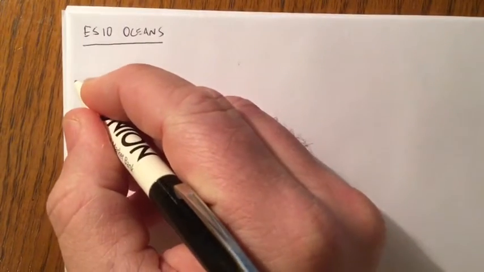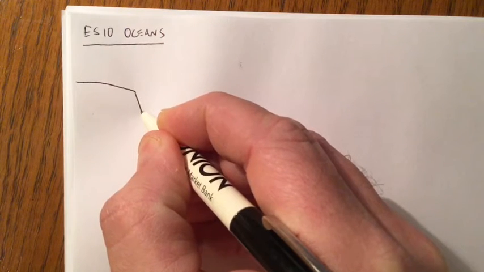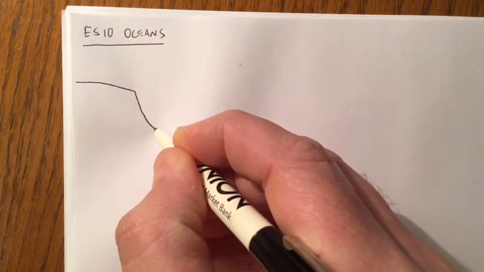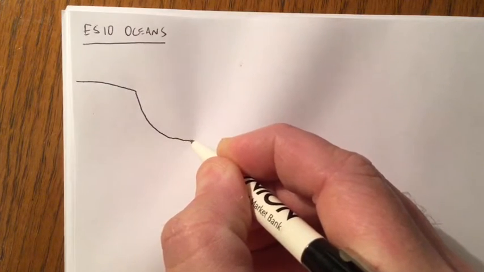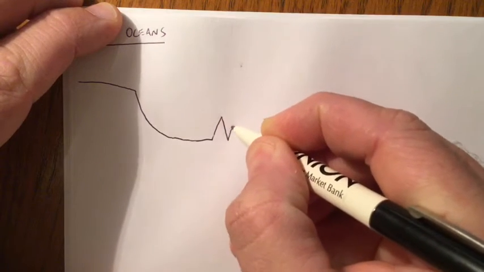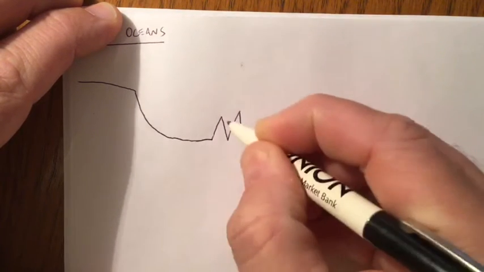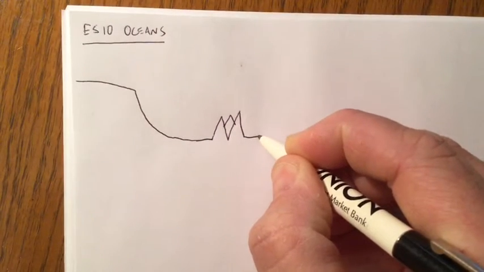The first thing we're going to talk about is ocean floor formations. You need to be able to label a diagram of these. And so I'm just going to draw this two-dimensionally for the most part, and I'll label the features one at a time after it's drawn.